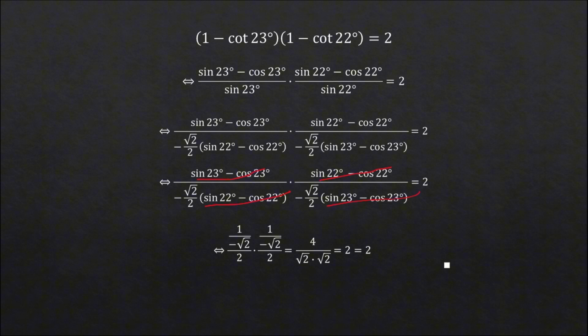This is simply going to mean that 2 times 2 over square root of 2 times square root of 2. And this simply means that we have 4 over 2, which is 2. And that is exactly the result we wanted to have. And because of that, we solved this question.